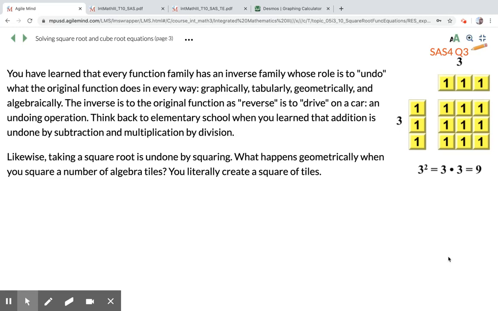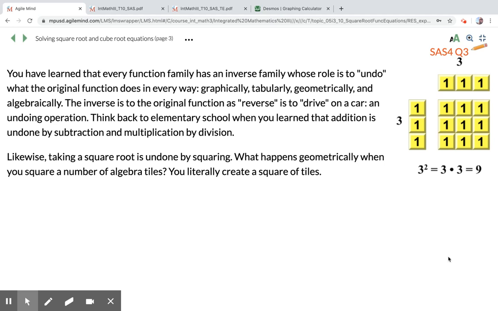Welcome to lesson 10-4. So far you've spent enough time in algebra and solving equations to know that pretty much every function has an undo button. Every single function family has a way to undo, an inverse function family. You've been noticing that, and we've been playing with this with graphs, with tables, with algebra, with geometry.